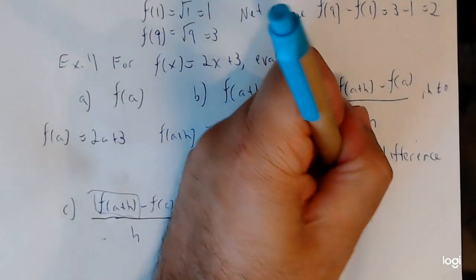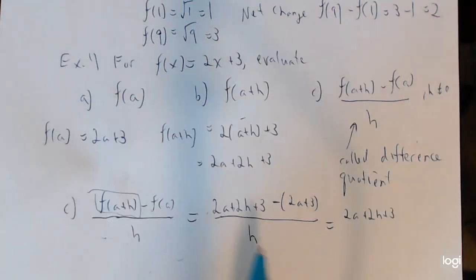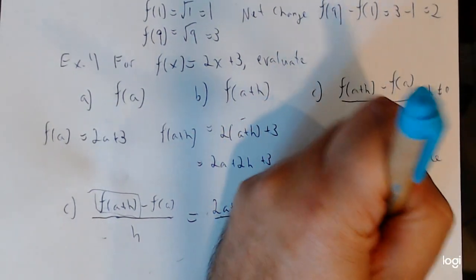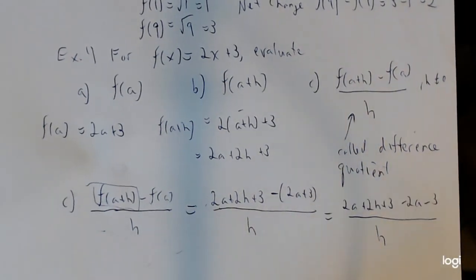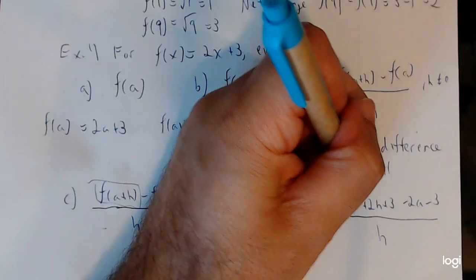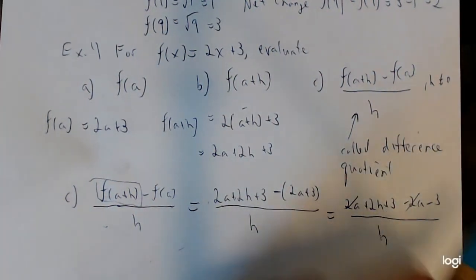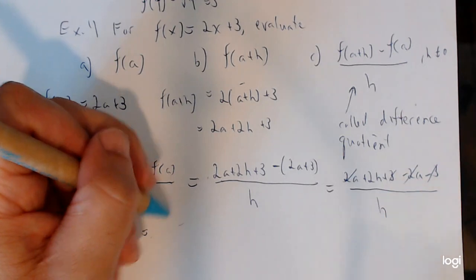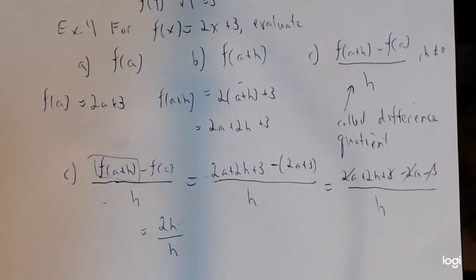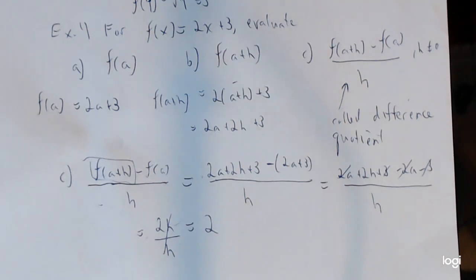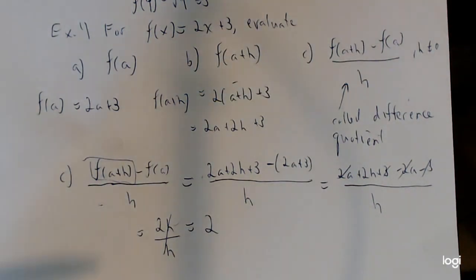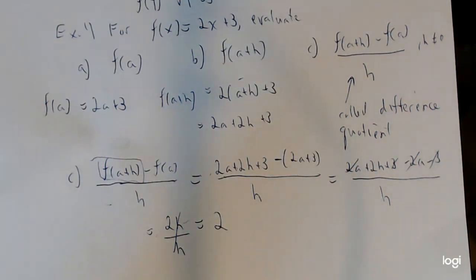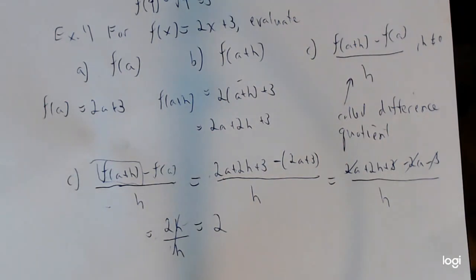So this becomes 2a plus 2h plus 3. Distribute the negative, that becomes minus 2a minus 3 all over h. Look at how nice this is. A bunch of things cancel out, and that's not a coincidence. The 2a's cancel out, and the 3 minus 3 cancels out, and I'm just left with 2h over h. Then the h's cancel out, and I'm left with 2. So usually whenever you're asked to find this difference quotient, the h in the denominator should cancel out. Once you cancel out the denominator, you've pretty much simplified it as much as you can.